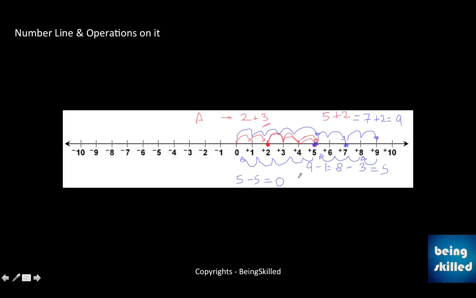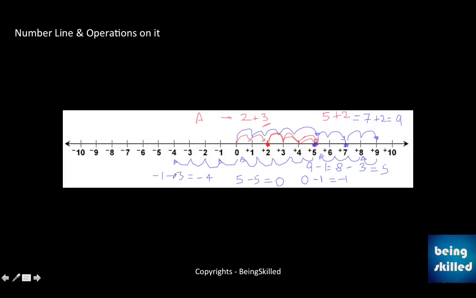So now if you want to subtract 1 from 0, how to do that? So 0 minus 1 equals minus 1. So move one step in the left side and we are at minus 1. So minus 1 minus 3, what will be the result? So starting from minus 1, you have to move in the left direction 3 steps. 1, 2, 3. So minus 4.